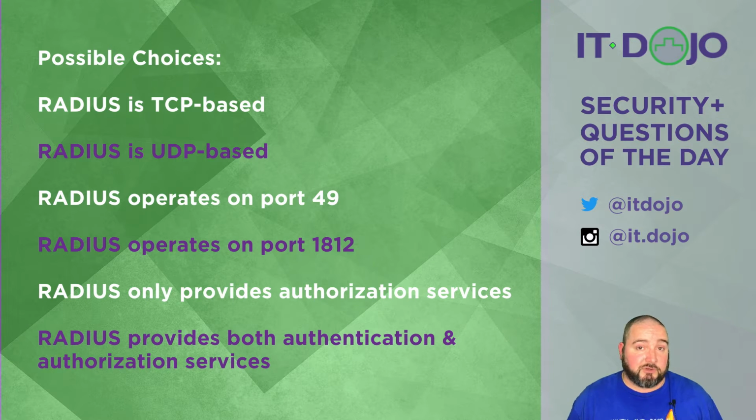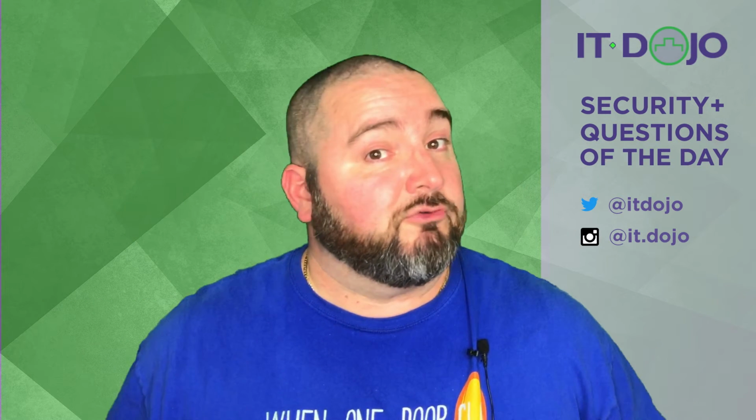So there you have it. The answers that you're looking for here are RADIUS is UDP based, RADIUS uses port 1812, and RADIUS provides both authentication and authorization services. All right, those are quick and easy.